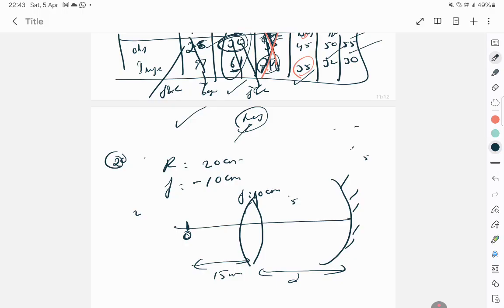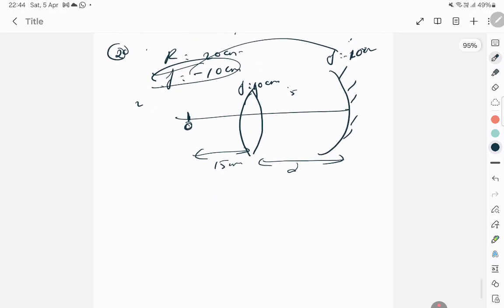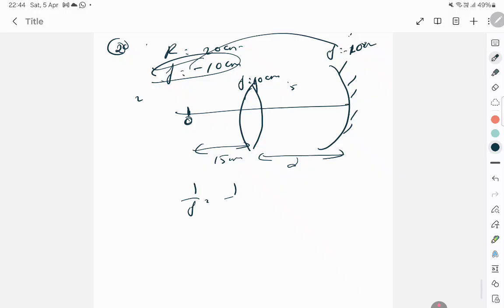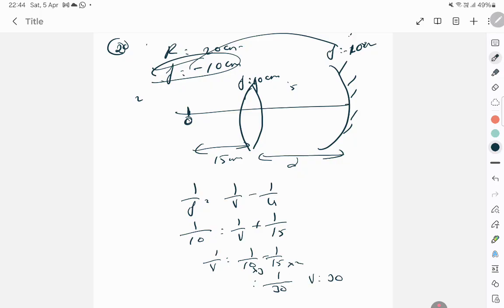Radius of curvature of the mirror. Focal length of the mirror is minus 10 cm. This is for the mirror. Okay, so let's find with the convex lens: 1 by F is equal to 1 by V minus 1 by U. That's 1 by 10 is equal to 1 by V minus 1 by U, 1 by 15. So 1 by V is 1 by 10 minus 1 by 15. The LCM is 30, so into 3 into 2, and V is equal to 30. So once you get V to be 30, which is to the right side as usual, it's 30.